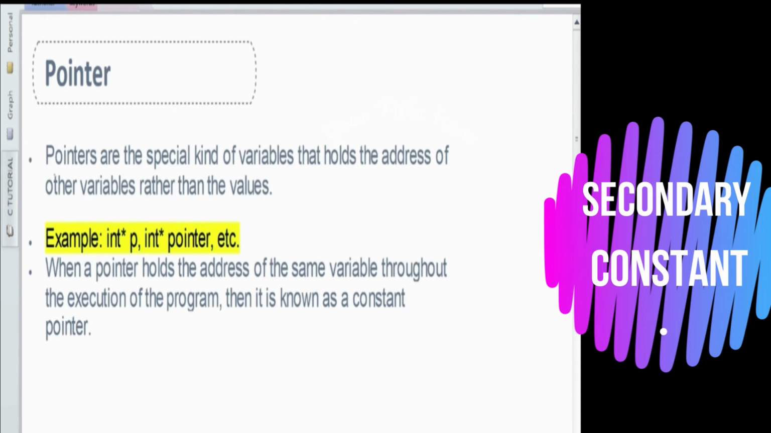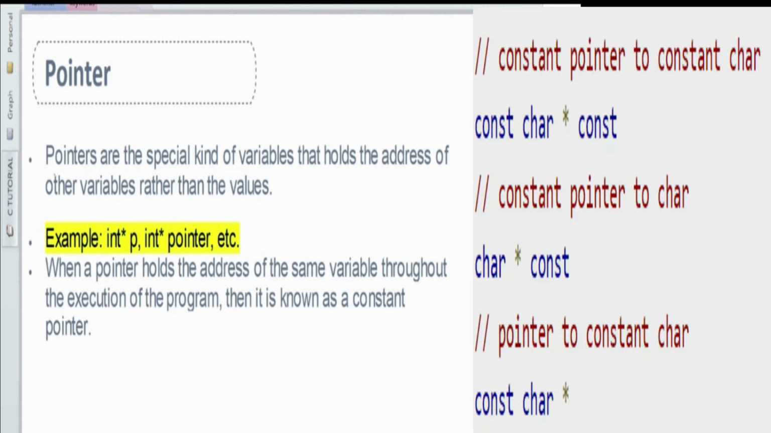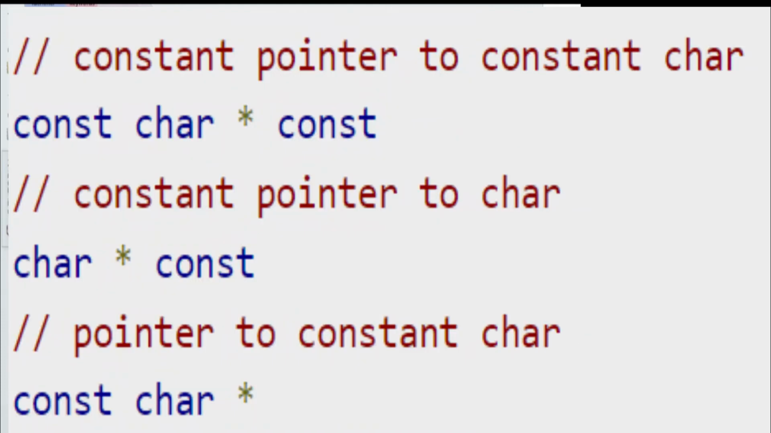Pointers are a special kind of variable that holds the address of another variable rather than a value. For example, int *p, int *pointer, etc. are examples of pointer variables. And when the pointer holds the address of the same variable throughout the execution of the program, it is a constant pointer.